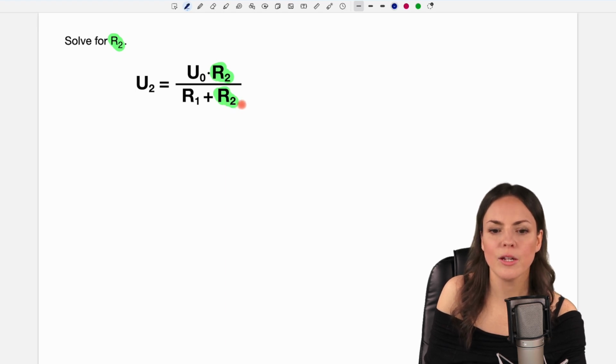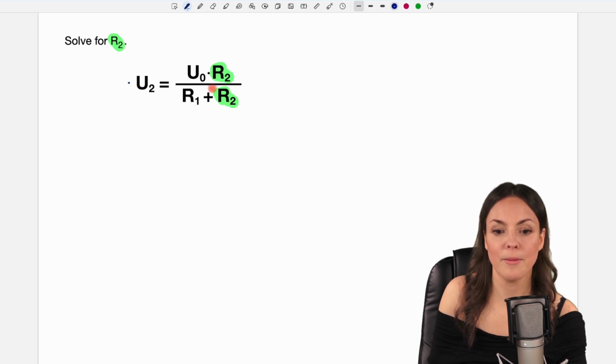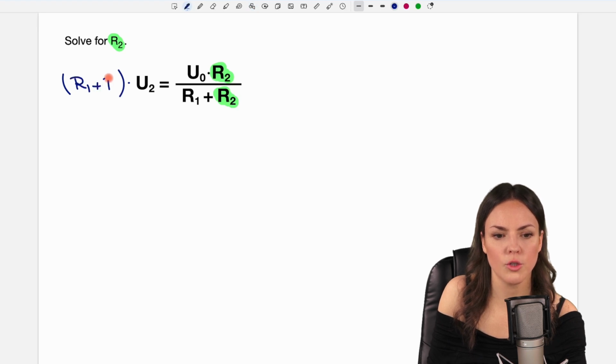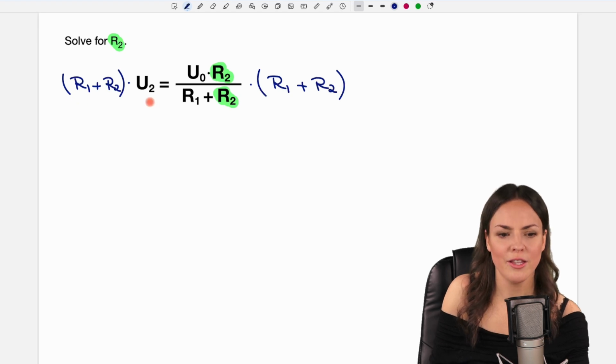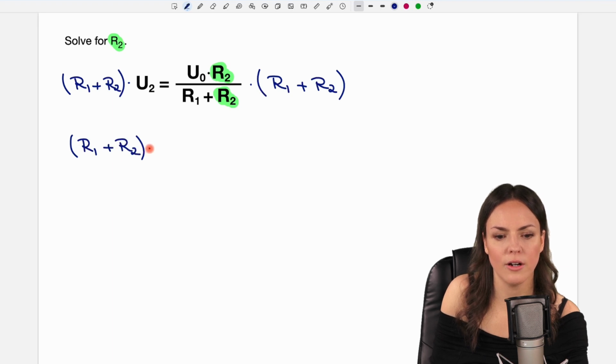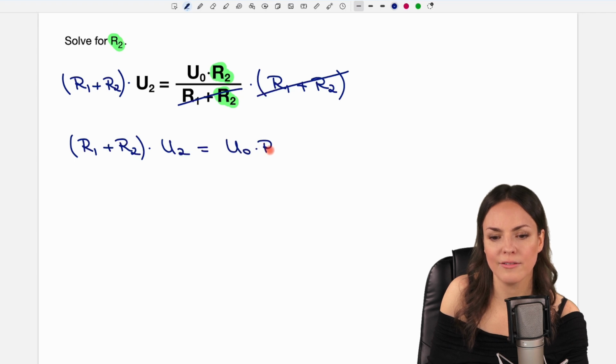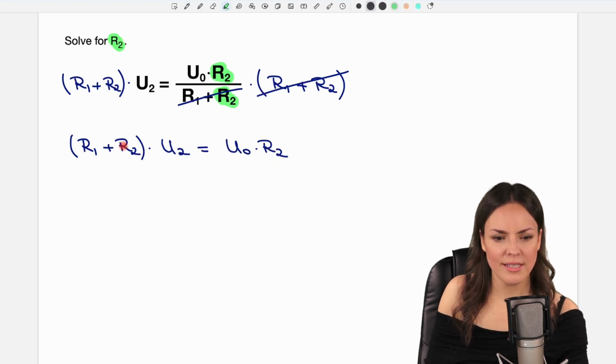So I would suggest that we multiply this whole equation by this denominator so that we get rid of this fraction. We multiply the left side by this denominator, written in parentheses, R1 plus R2, and the same on the other side. On the left side, I write it down like this first, and we will take care of this later on. But on the other side, we can cancel this denominator, and only what was in the numerator is left on the right side.